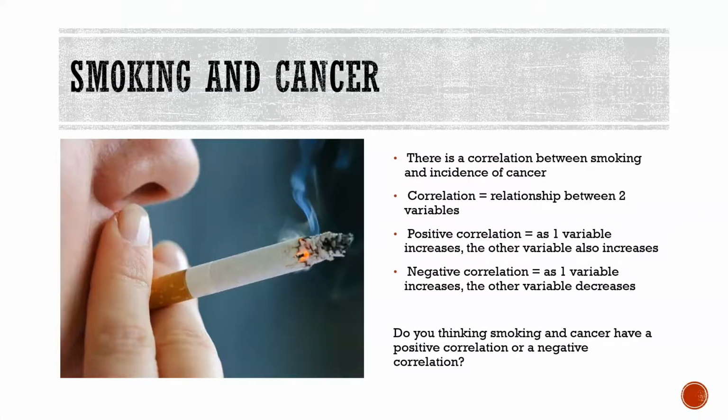There is a correlation between smoking and the incidence of cancer. Okay, just know that word correlation is the relationship between two variables. So that's one of your key words there, correlation. A positive correlation, as one variable increases, the other variable also increases. And a negative correlation is where one variable increases, the other variable decreases. So do you think that smoking and cancer have a positive correlation or a negative correlation? So let's think about it. The more that a person smokes, the increased risk there is of the incidence of cancer. So it's a positive correlation.